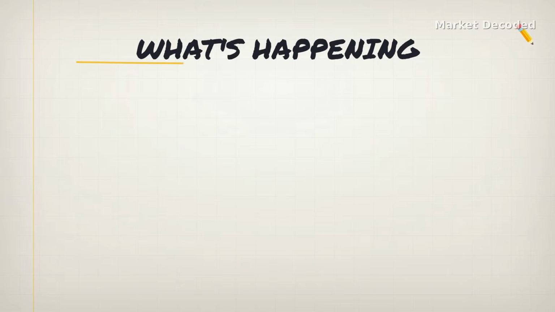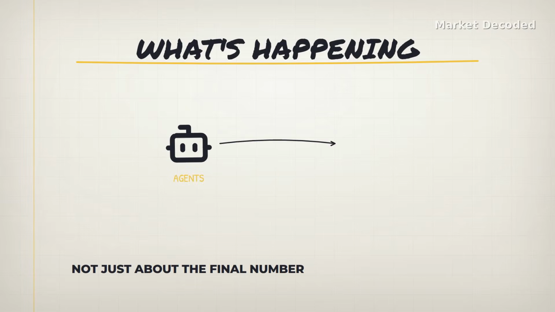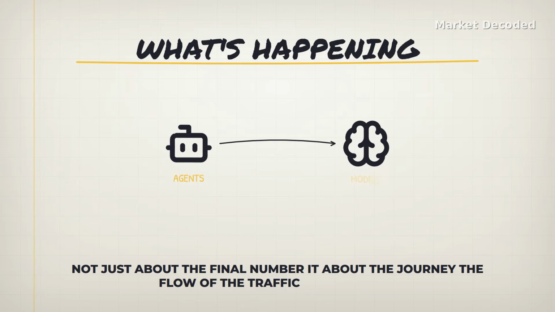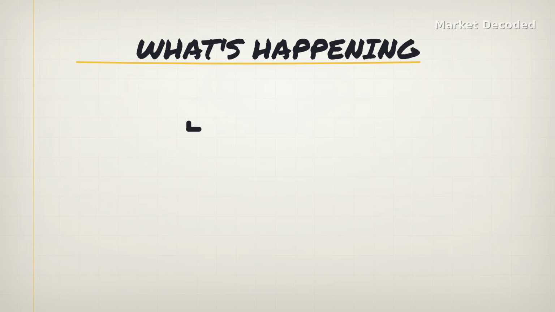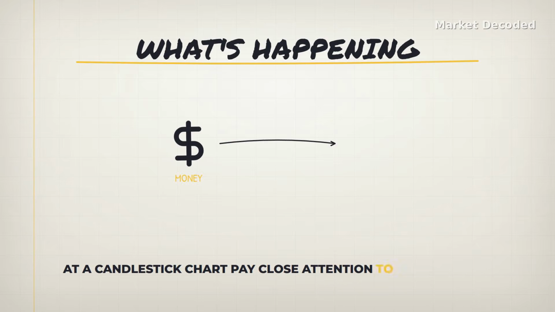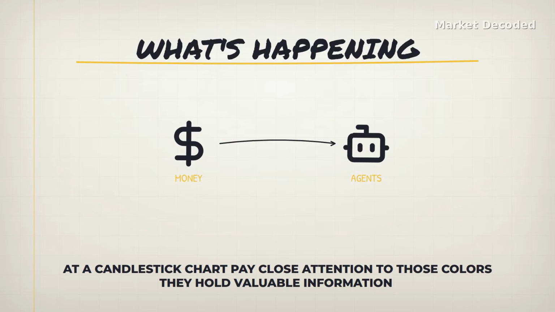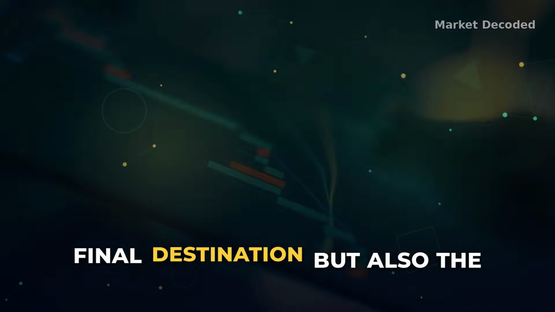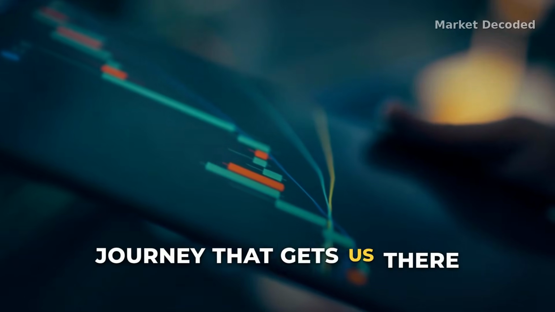It's not just about the final number. It's about the journey, the flow of the traffic, or as we say, the ebb and flow of buying and selling pressure. So next time you look at a candlestick chart, pay close attention to those colors. They hold valuable information about what's happening in the market right then and there. And remember, it's not just about the final destination, but also the journey that gets us there.